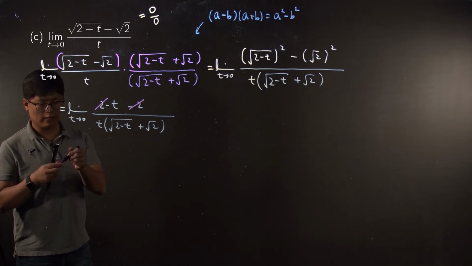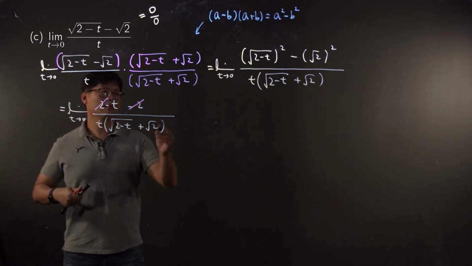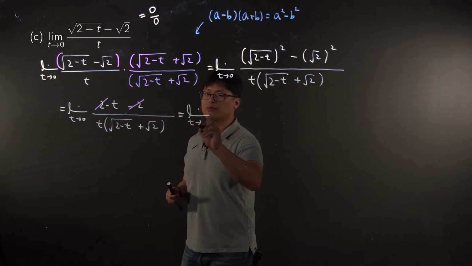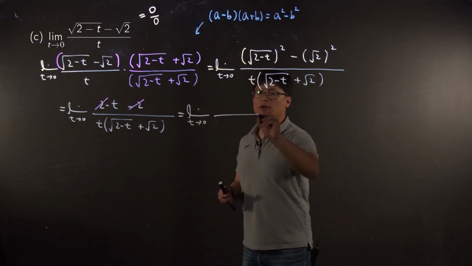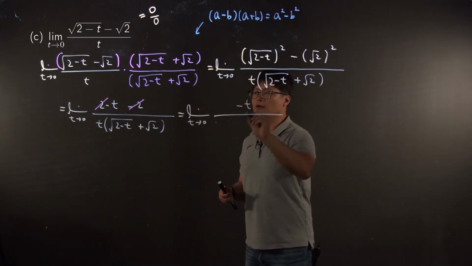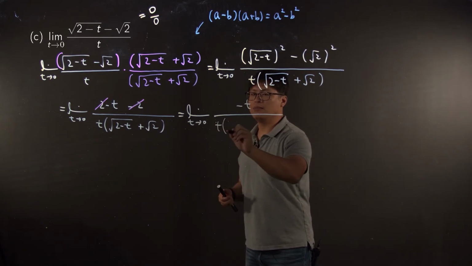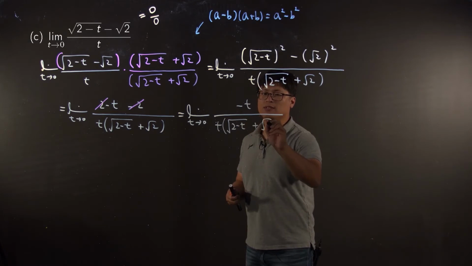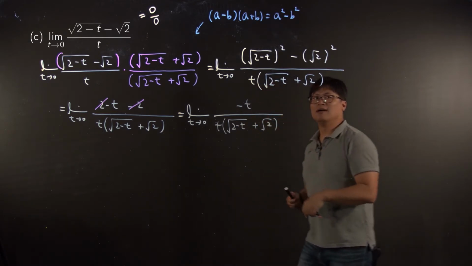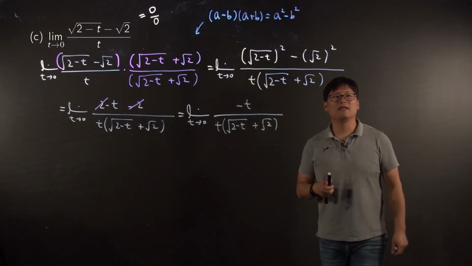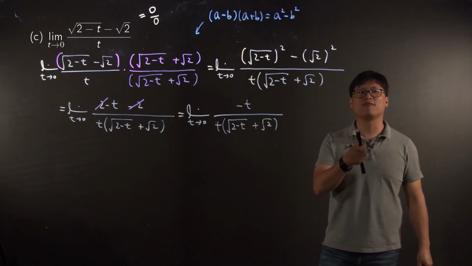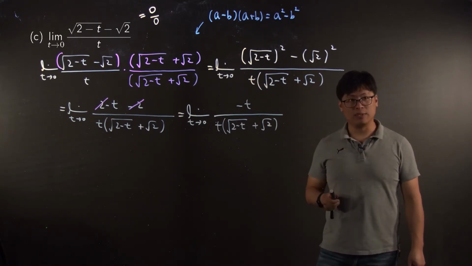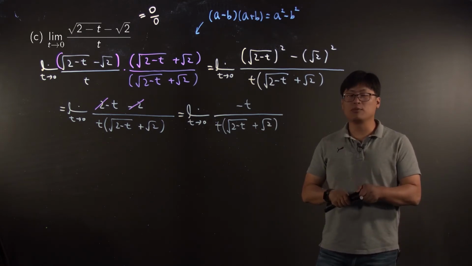But anyway, we're going to do it this way, and then equal to, still t goes to 0, my numerator is negative t over t times square root of 2 minus t plus square root 2. Do you remember? If it is indeterminate form, you must have a zero factor on your numerator and denominator, which was t. Now it is visible. Since it is visible, what are you going to do?